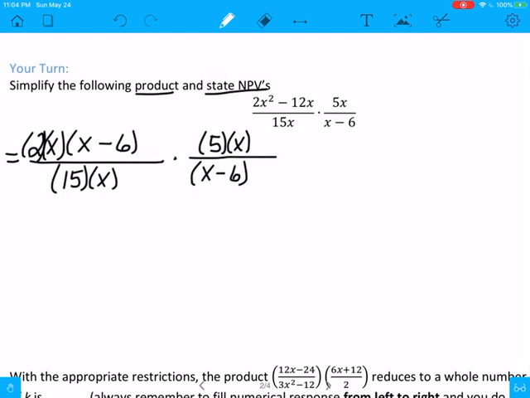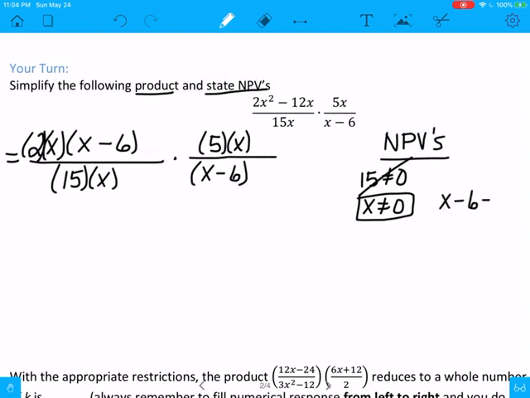Then before I put it together, I always have to state my NPVs. So I'm going to say 15 cannot equal 0. And I'm going to say x cannot equal 0. That's actually an NPV. And then on the right-hand denominator, I have x minus 6 cannot equal 0. Add 6. X cannot equal 6.